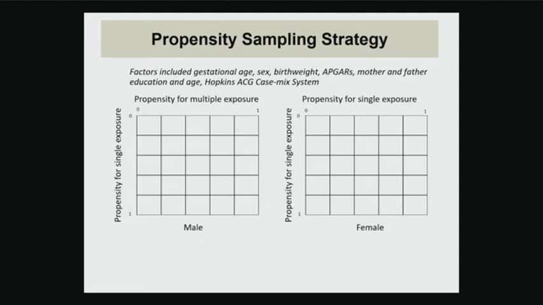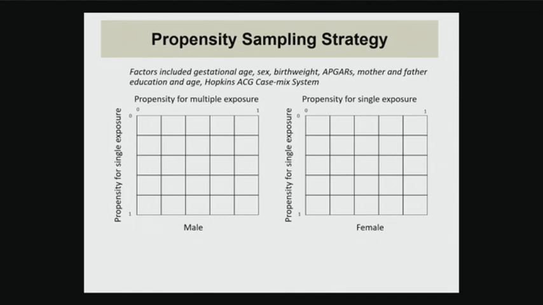So just to clarify the propensity sampling strategy, because this is a really important part of all studies in this area. You will never be able to find children that are exactly the same who have had and not had anesthesia. Kids who need anesthesia are inherently different. But you can do the best you can to match on other characteristics. This is what we did.